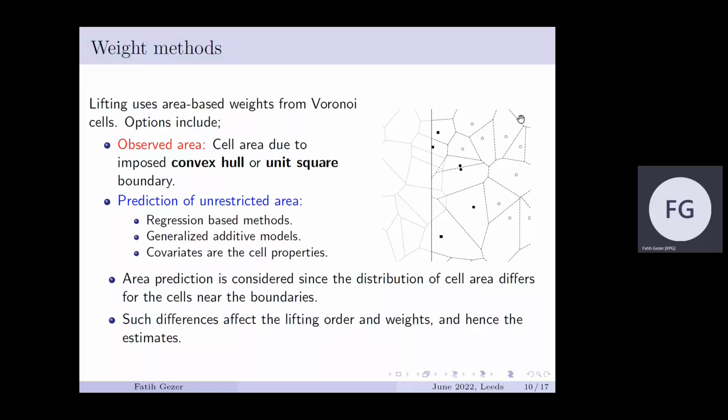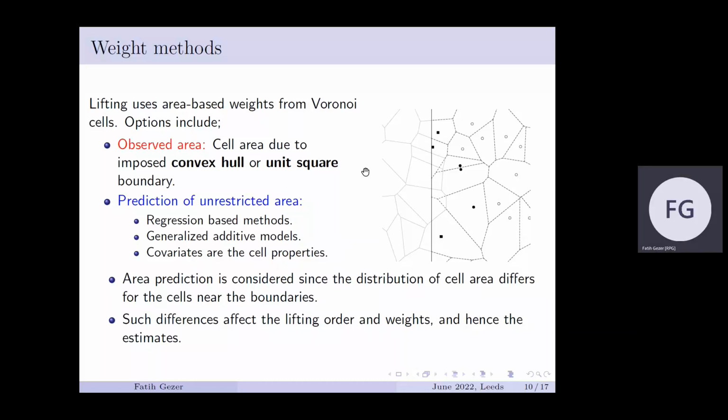So we propose a method that can predict the true cell area when the data is given in a bounded region. We use regression-based methods: given the other properties of the cells, which are the predictors, we predict the true cell area as if there is no boundary. So we use the cell area obtained from the convex hull boundary, the unit square boundary, and the prediction of the boundary. These are 3 different cases.